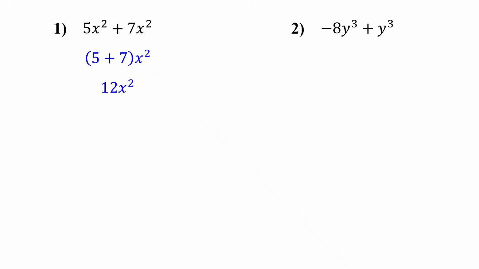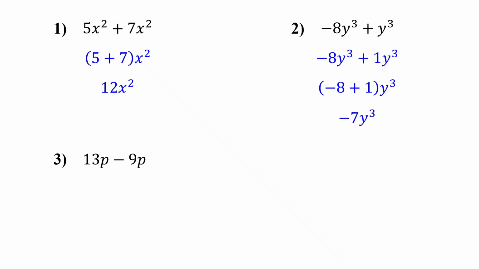Negative 8y cubed plus y cubed. Are these like terms? Yes, both terms have the same variable part y cubed, but notice the second term has no number in front of it. That means the coefficient is 1. So we add negative 8 and 1, which gives us negative 7. We keep the variable part as it is. So the answer is negative 7y cubed.